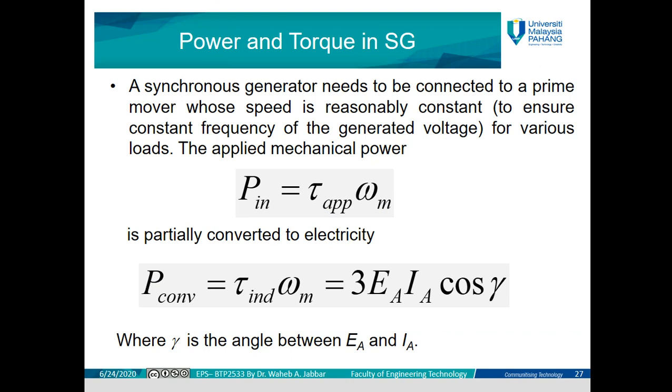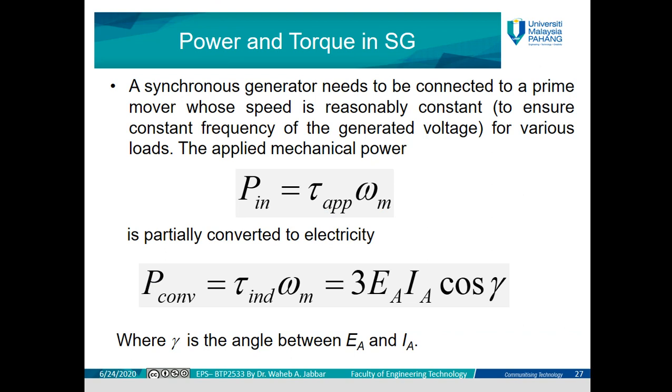The mechanical input power to the synchronous machine is provided by the prime mover. The prime mover applies mechanical input to the synchronous generator, which makes the rotor rotate. When the rotor rotates, it induces electrical voltage in the stator windings, and this stator winding, when connected to an external load, provides electrical power.